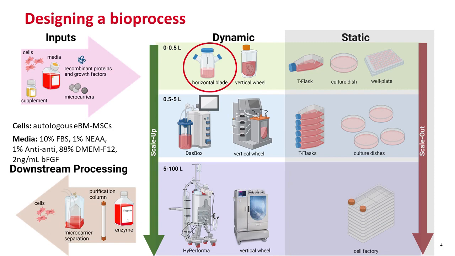In this specific study, we knew our cell type, which are autologous equine bone marrow-derived MSCs, our media, which contains 10% serum and 2 nanograms per mL of FGF, and our culture vessel, which was a horizontal blade stirred suspension bioreactor at the 0.1 to 0.5 liter scale.